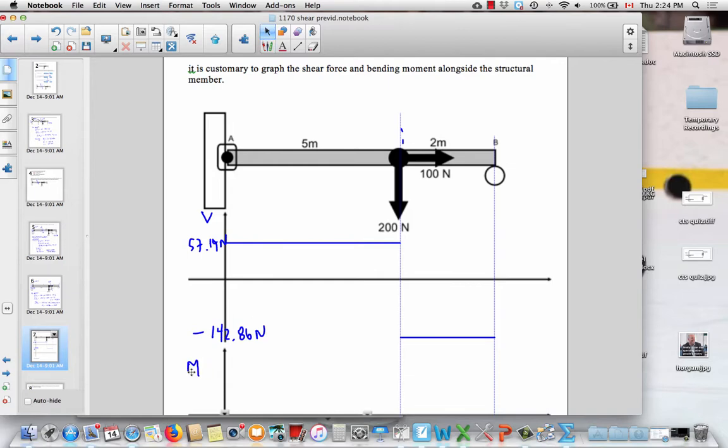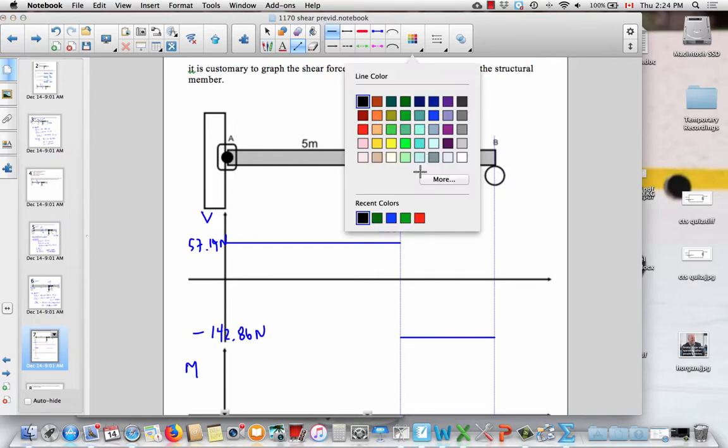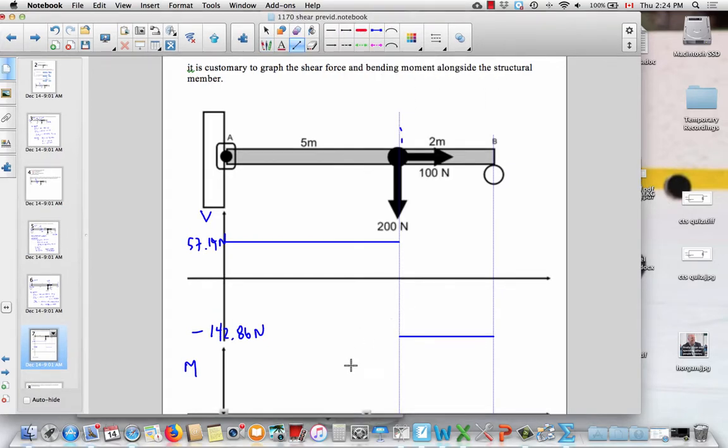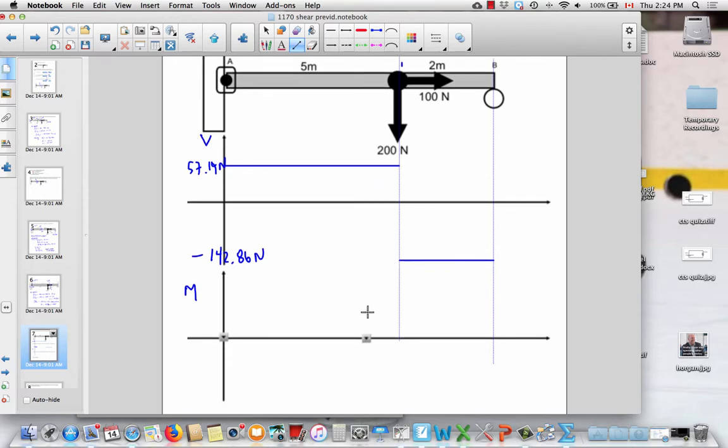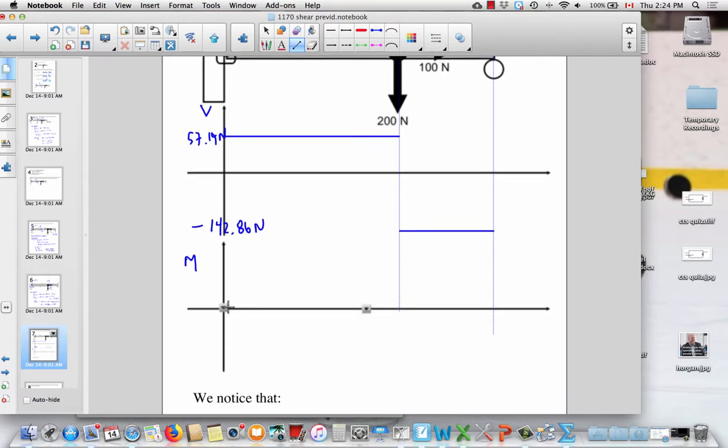How about the bending moment? Well, the bending moment, first of all, increased with X. So a nice straight line. Get a straight line here, up to this transition point. Okay, so this is the bending moment graph. And the equation of that graph was 57.14x. Now that went up to x equals 5.